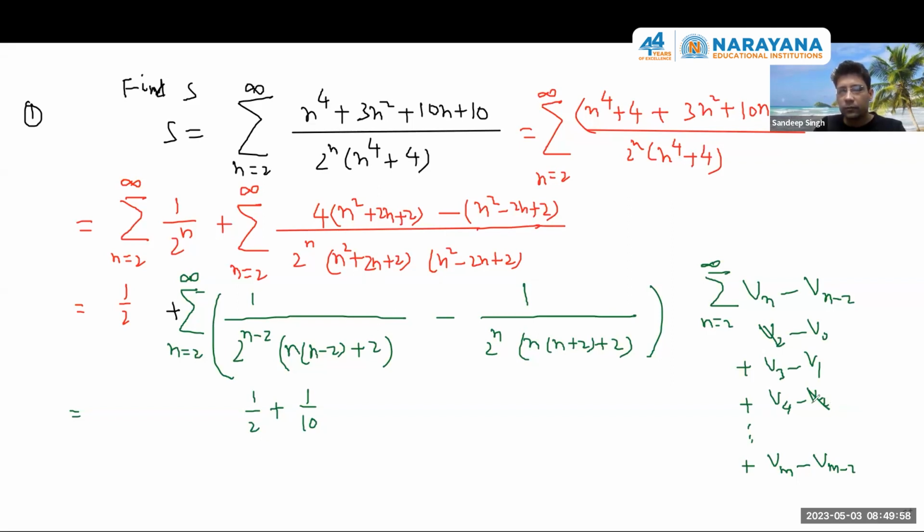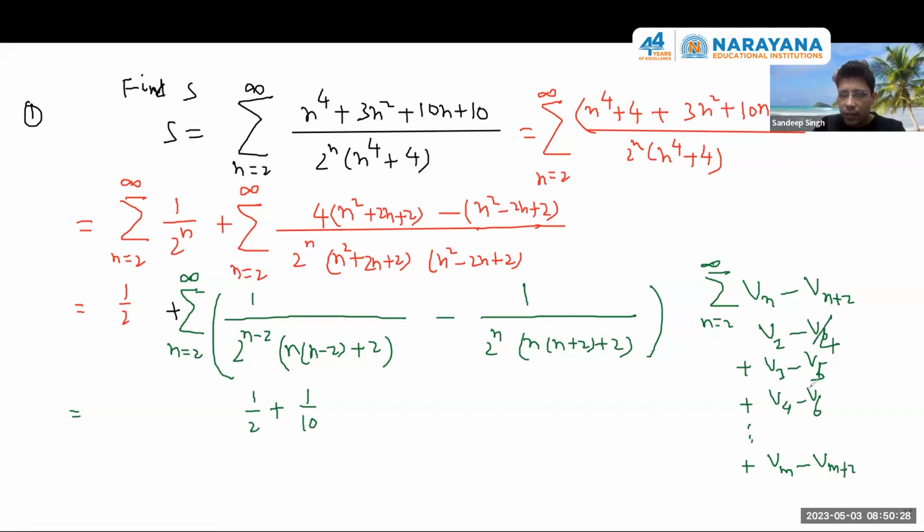Yes, I think I must write Vn plus 2, no? Yeah, this I have written. Actually, this is Vn minus Vn plus 2, not like that. So V2 minus V4 shall come here. So cancellation will not be in this manner. V2 minus V4, V3 minus V5, like that. And then V4 minus V6 and so on, plus 2.